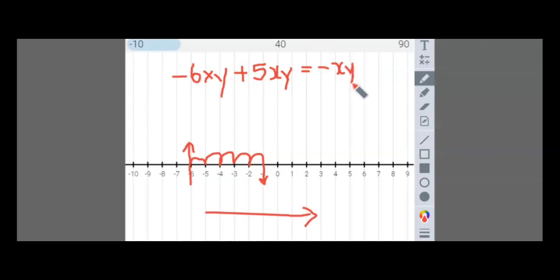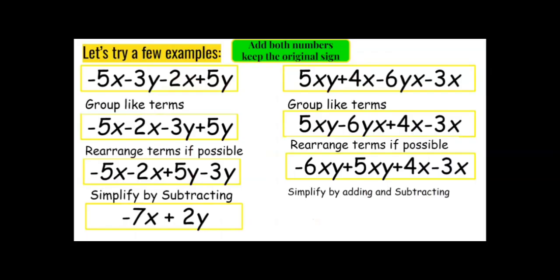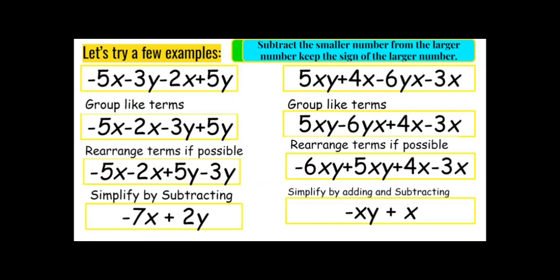All right, so I hope that explained it. So there's a simpler way of getting our answer if we don't have a number line. We can simply say to subtract the smaller number from the larger number and keep the sign of the larger number. So we would have subtracted 5 from 6 and would have kept the sign of the 6. So we would have ended up with, again, negative xy. We'll simplify the other part of the equation, which would be a positive x. So our final answer should be negative xy plus x.